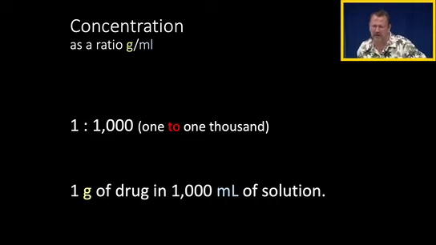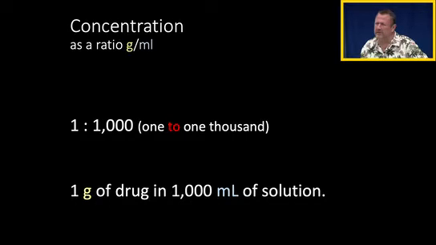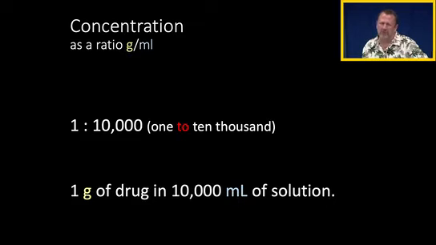You'll see epinephrine dosed this way. If it's cardiac epinephrine, you'll see it like this. If it's epinephrine in a local anesthetic, you'll see it like this, 1 gram of drug in 10,000 milliliters of solution. Please do not confuse these two. They look alike, but there's a big 0 between the difference of them. So again, a 1 to 1,000 concentration ratio is 1 gram of drug in 100 milliliters of solution. 1 to 10,000 is 1 gram of drug in 10,000 milliliters of solution.